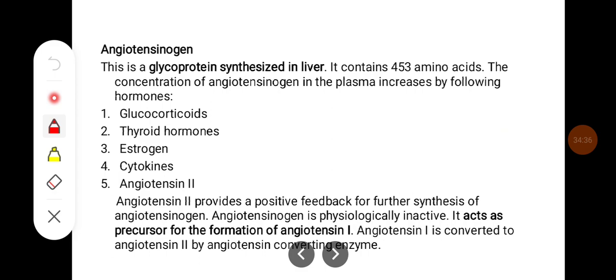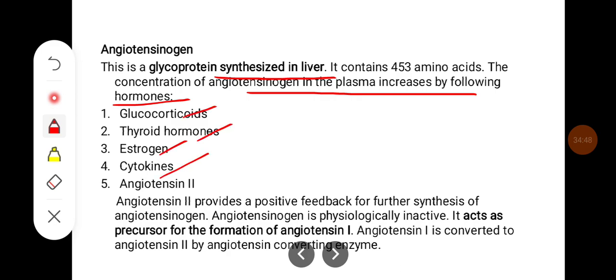Angiotensinogen is a glycoprotein synthesized in the liver, and the concentration of angiotensinogen in the plasma is increased by hormones like glucocorticoids, thyroid hormone, estrogen, cytokines, and angiotensin 2. Angiotensin 2 provides a positive feedback for further synthesis of angiotensinogen. Angiotensinogen is physiologically inactive. It acts as a precursor for the formation of angiotensin 1.